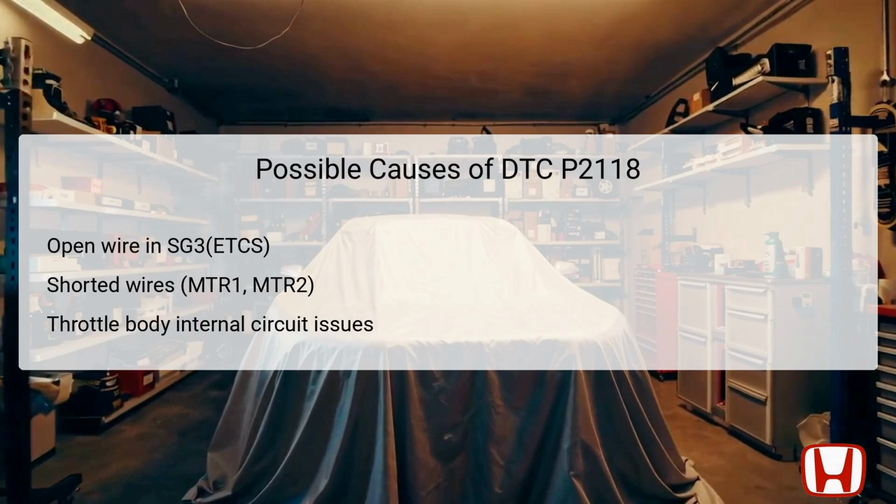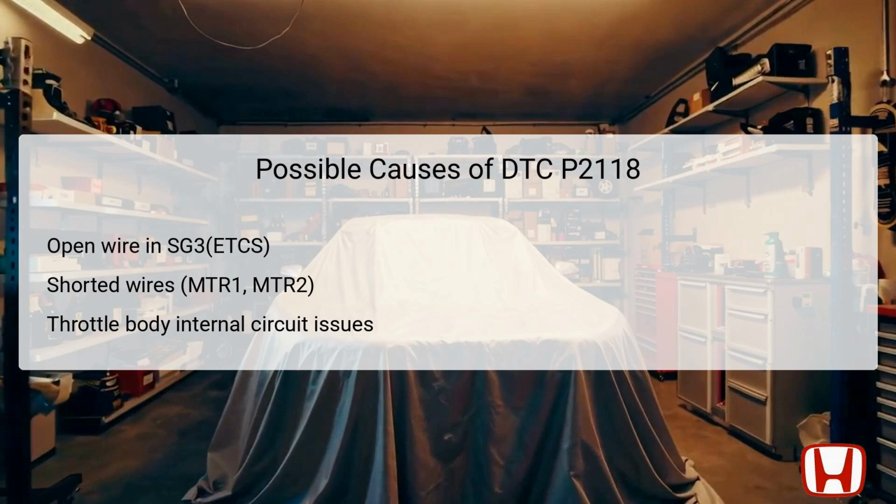Several causes may trigger DTC P2118. First, there could be an open wire in the SG3 ETCS line responsible for the throttle actuator control, which is crucial for signaling voltage to the throttle actuator. If these wires become damaged or disconnected, the actuator will not function correctly. Second, shorted wires within the MTR1 and MTR2 lines can also lead to erratic performance of the throttle actuator. These wires connect to the throttle body and relay crucial information back to the ECM.